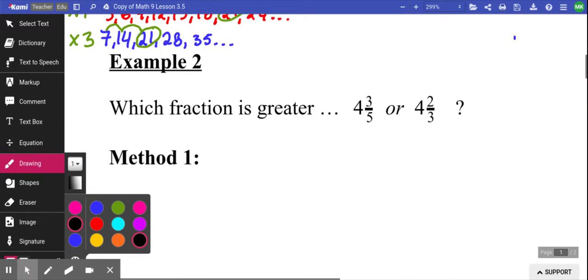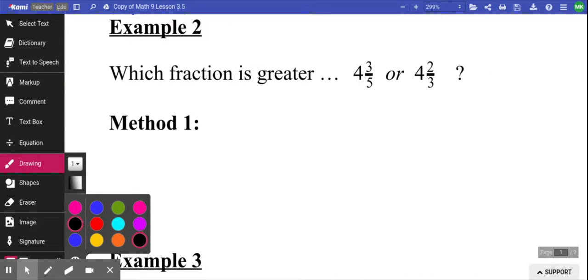All right, let's try this one. Example 2. Which fraction is greater? I have 4 3/5 or 4 2/3.